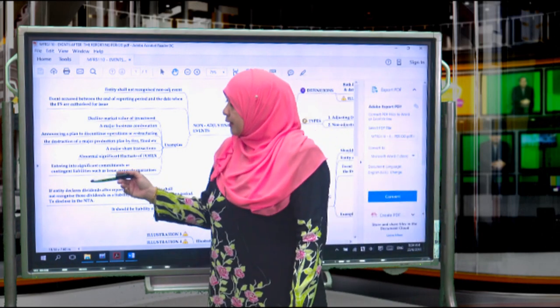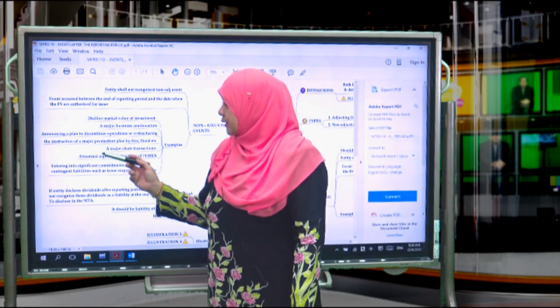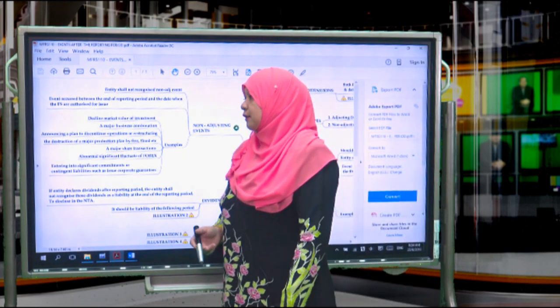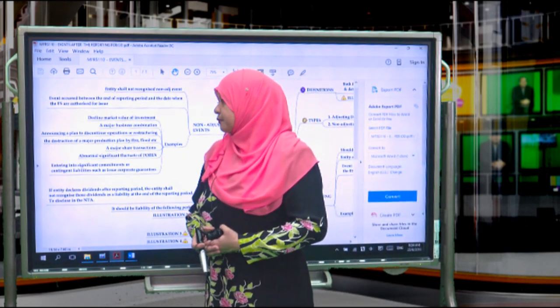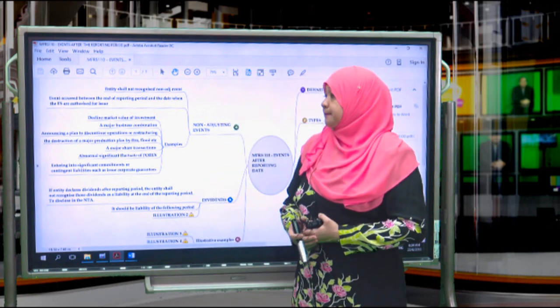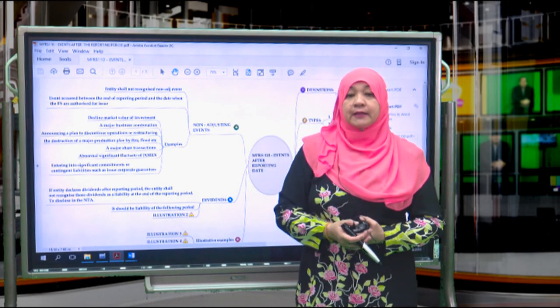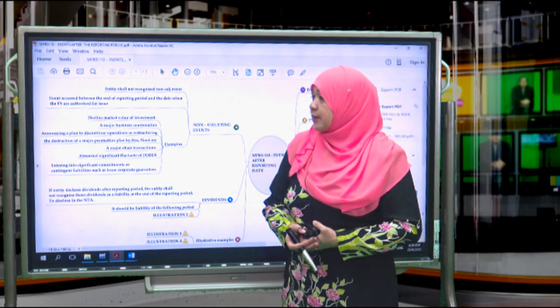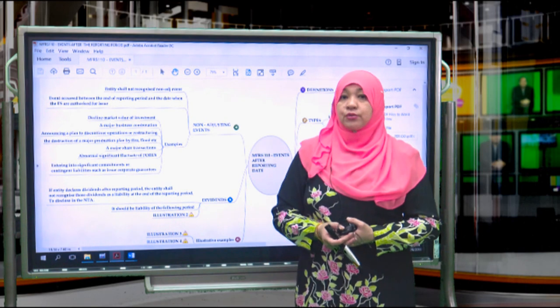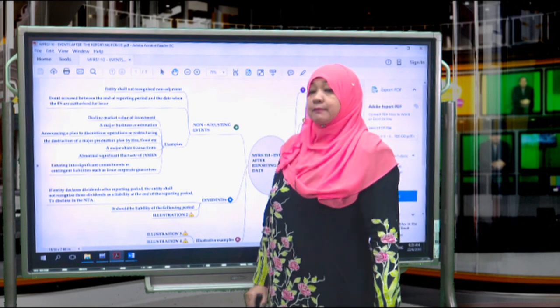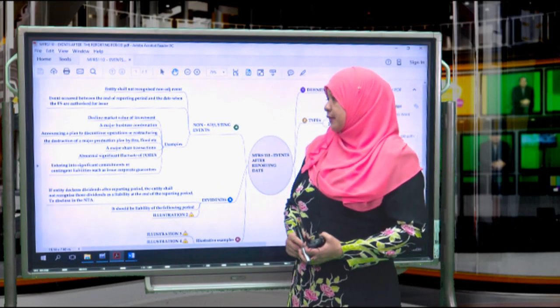Now, another example is destruction of a major production plant by fire or flood. In this case, because it involves destruction of a major production plant, it is not occurring yet. So, we do not need to adjust this particular event, because it is considered a non-adjusting event.